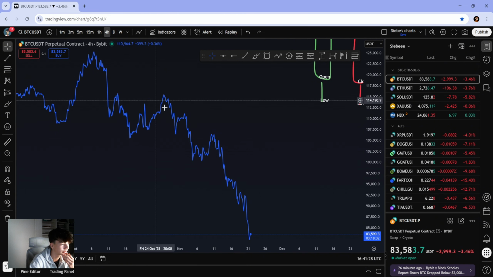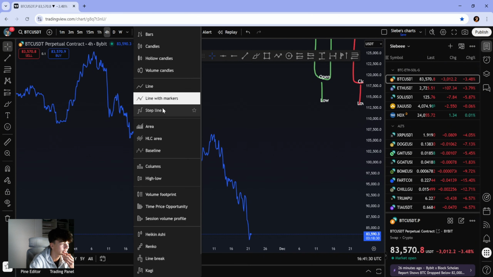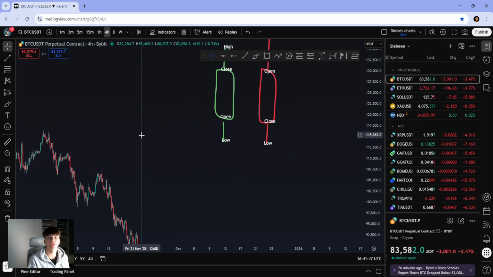You can also have lines with markers or anything else. This, you don't know anything. That's why we use candlesticks. Candles tell you the full story of the chart and how price is moving.